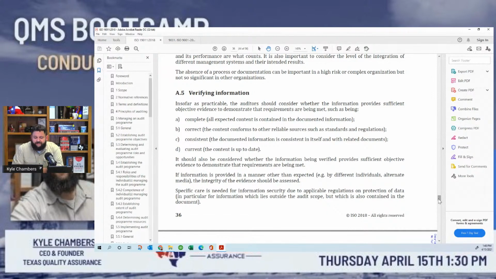such as, this is complete, it's correct, it's consistent, or it's current. So objective evidence is another one of these fun auditing words that we have to look at. Objective evidence is best when it is in the form of samples from procedures, samples from records, and such. However, your person-to-person interviews and interactions can help provide that objective evidence.